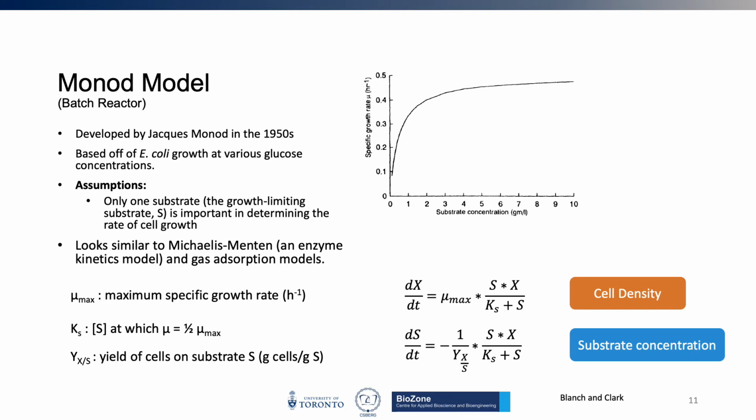You can actually experimentally determine the specific growth rate at different substrate concentrations and plot it versus the concentration of S, as you can see in this graph, which is found in the Blanch and Clark textbook. And you can infer mu max and K sub S from this graph. Mu max is about 0.5, so half of mu max is about 0.25. If you look at the concentration of S at half of mu max, it's about 0.5 grams per liter, so that's what K sub S is.